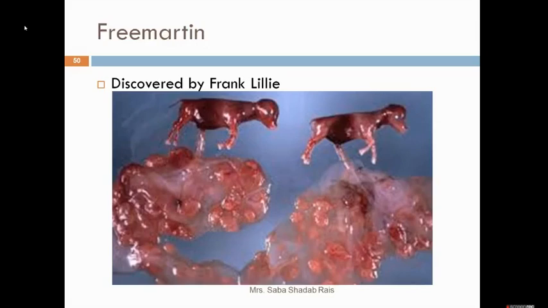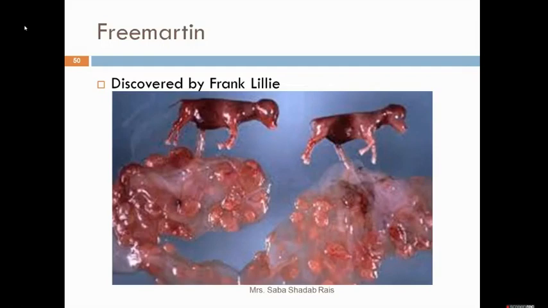When Frank Lillie was studying, he found that the free martin female calf was born as a co-twin with a male. That's why she is sterile. His discovery was very surprising, but it was found in many cattle. They all came to the conclusion that when both are produced in the same mother, because they are co-twins, they share the placental membrane, and during development the male sibling produces a masculinizing hormone, and this hormone is responsible for changing the sex.